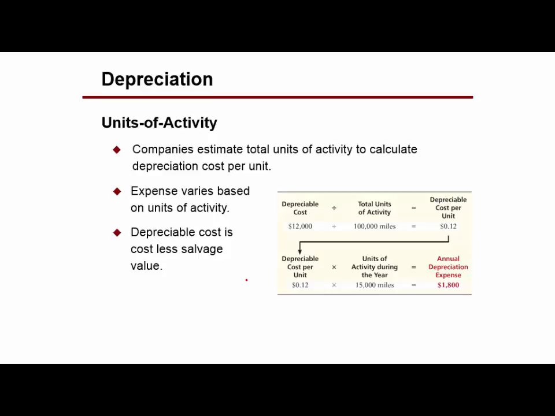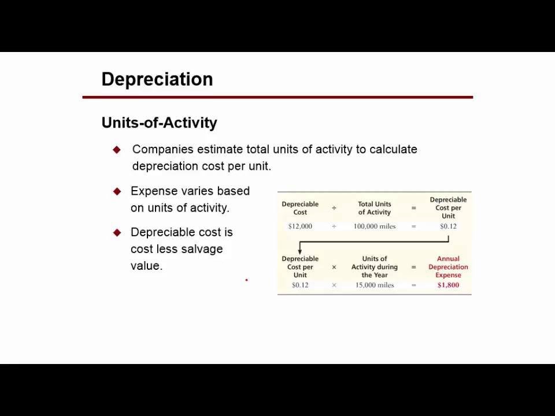And that we're going to do what? We're going to take our depreciable cost, divide that by our total units of activity, which is the number of miles we're going to drive this truck. So if the truck cost us 13, but we subtract off the $1,000 salvage value, we have our depreciable base of 12. Divide that by 100,000, that's 12 cents a mile. If we drive the truck 15,000 miles, our depreciation, we'll assume that's the first year, is 1,800.